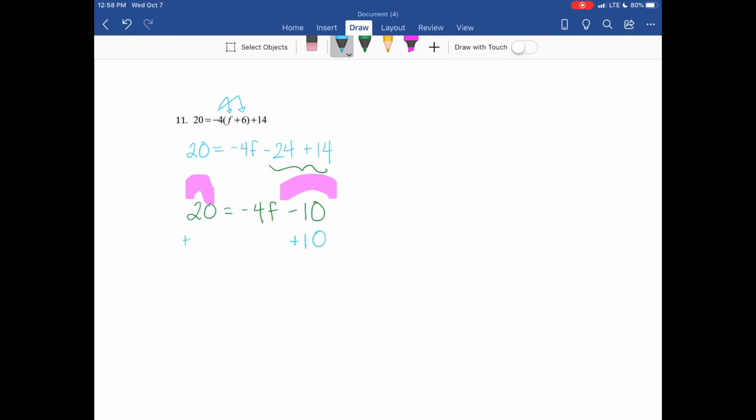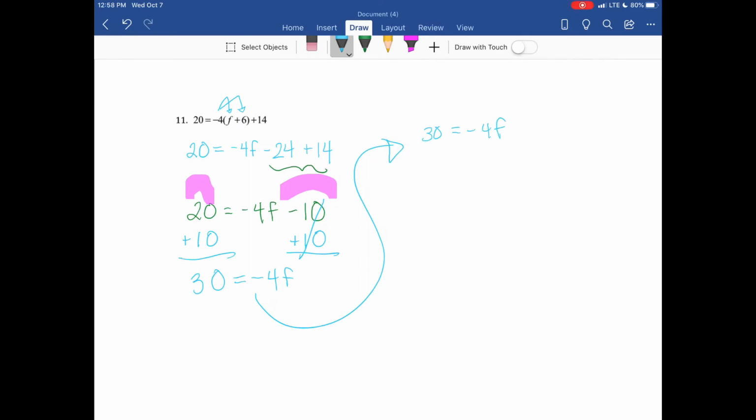So what do we do? The opposite. I am adding 10 to both sides because, shoop, that goes away. That leaves me with negative 4f on the right side. Now let's look at the left. 20 and 10 is 30. Now I'm going to bring this over here, and I see that I have 30 equals negative 4f.